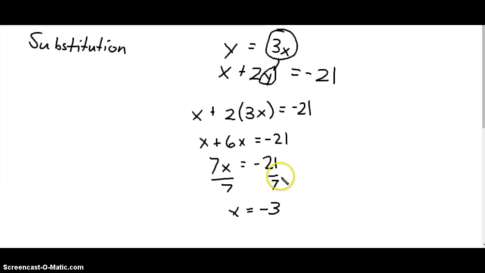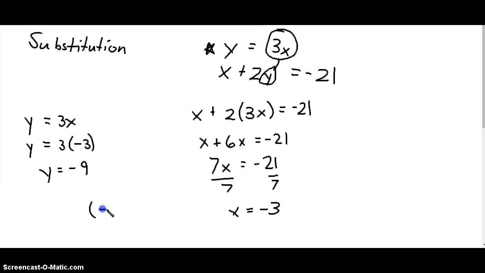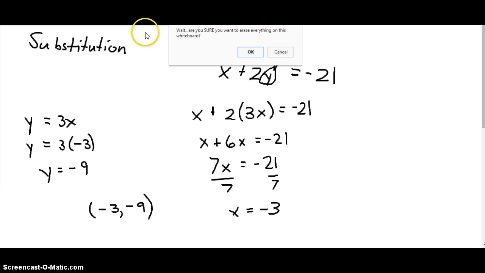Now that I know x, I can go ahead and solve for y, knowing that y equals 3x given up here. So therefore y equals 3 times negative 3. So y equals negative 9. I have a point at negative 3, negative 9. Let's go ahead and try another example.